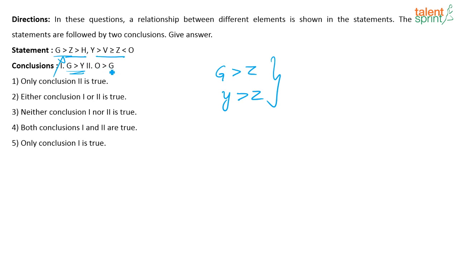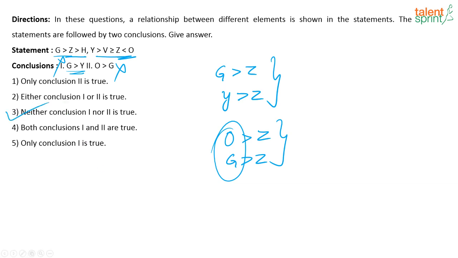I have to compare O and G. Again, if you look at the first and the second statement, the common thing is Z. What do I know? I know O is greater than Z from here. I know G is greater than Z, but can I compare O and G? I cannot. So what will be the answer here? Both the conclusions don't follow. Neither conclusion 1 nor 2 is true.